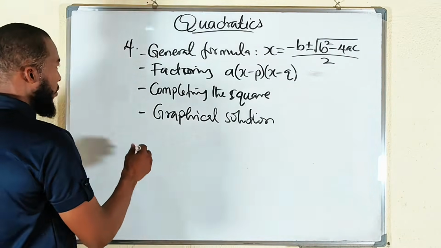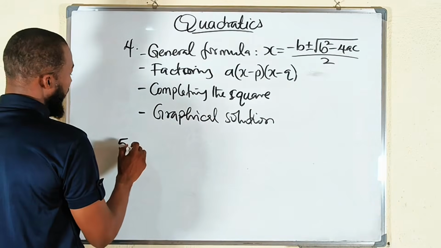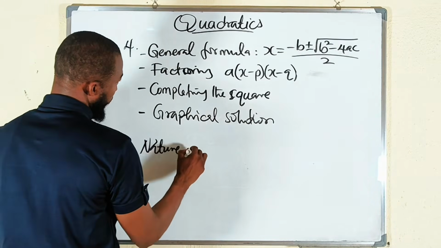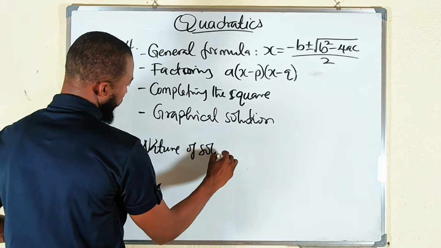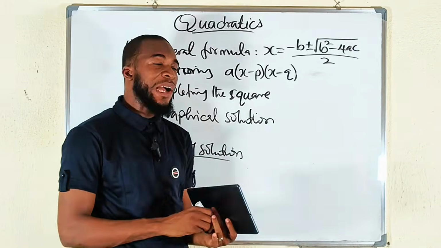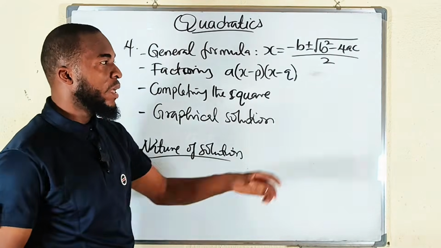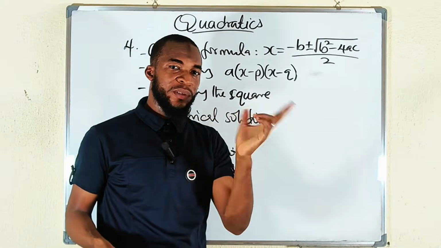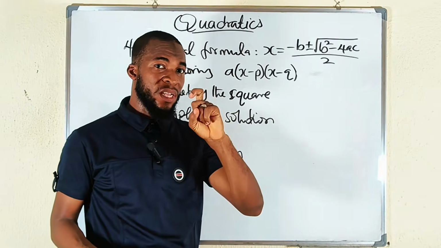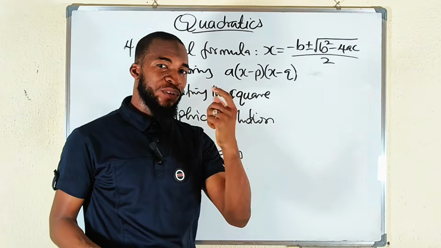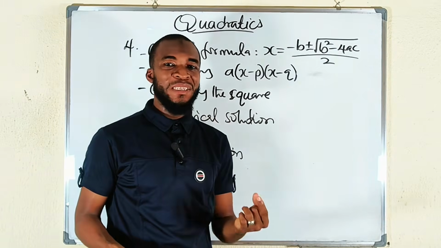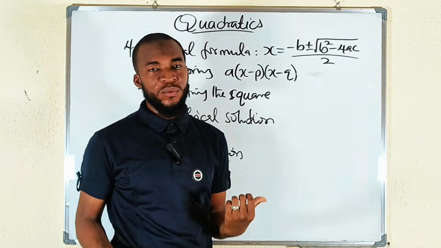All right, now let us talk about the nature of solutions. What do we mean by nature of solutions? Sometimes you may solve a quadratic equation and realize two different values. You may solve a quadratic equation and obtain one solution. This is why it appears twice. We say one, twice. And you could also obtain a complex solution.